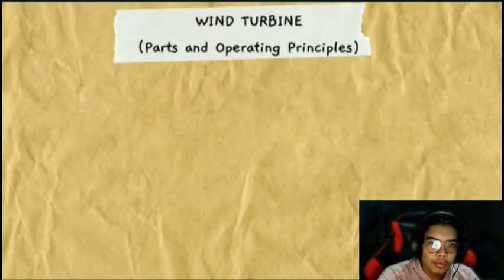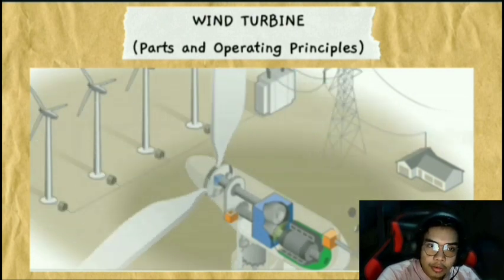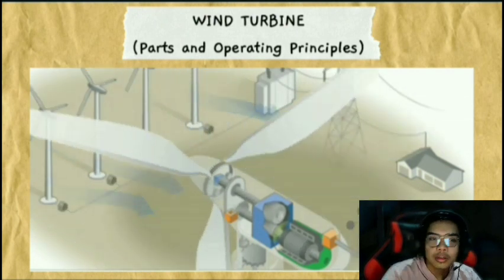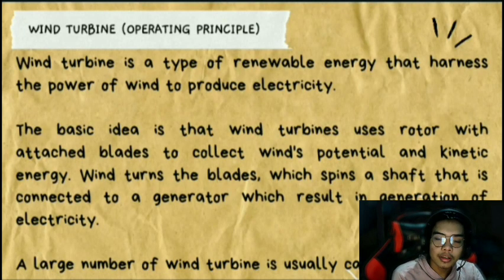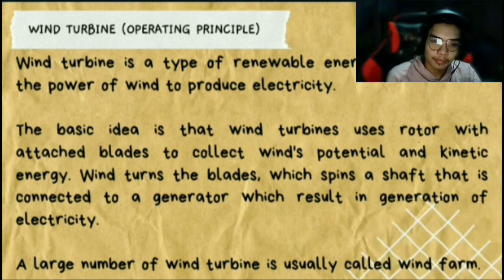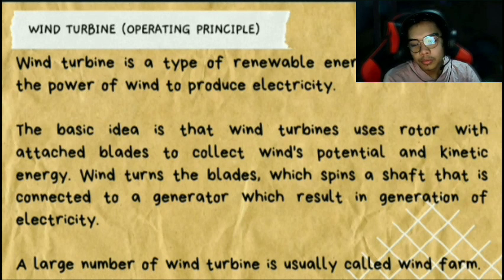So, first, punta tayo sa wind turbine parts and operating principles. Wind turbine operating principle. Wind turbine is a type of renewable energy that harnesses the power of wind to produce electricity. The basic idea is that wind turbines use a rotor, which has attached blades to collect the wind's potential and kinetic energy. Wind turns the blade, which spins a shaft that is connected to a generator, which results in the generation of electricity. A large number of wind turbines is usually called a wind farm.